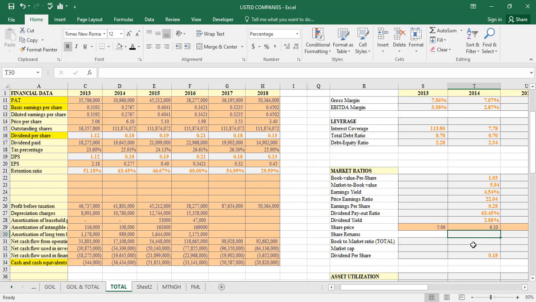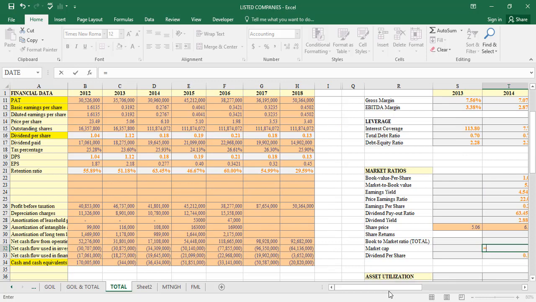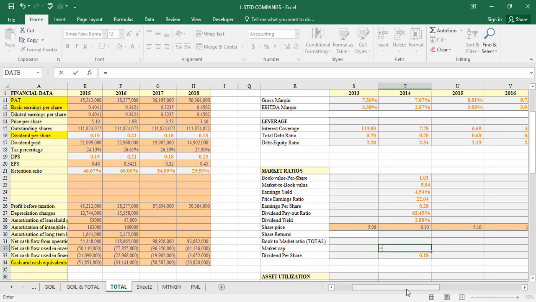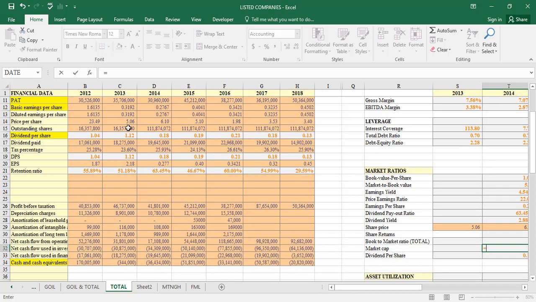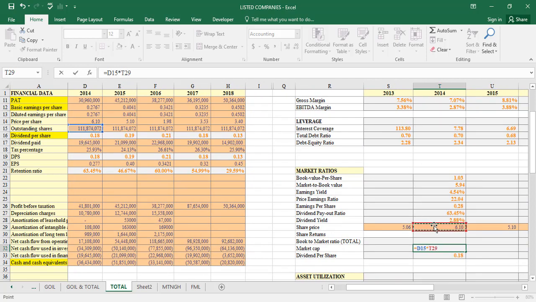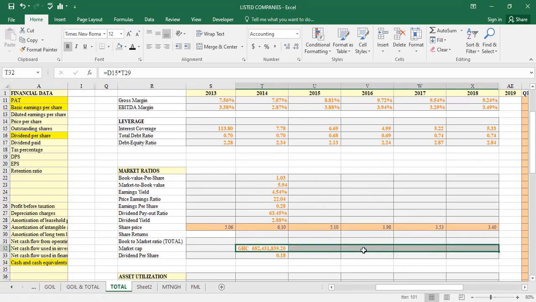So the book, okay, let's go to the market cap. Market cap is also known as market capitalization, which represents the total number of shares outstanding multiplied by the share price for that particular period. So we have the total number of shares outstanding in 2014 times the share price in 2014. So as at 2014, that was the market price.